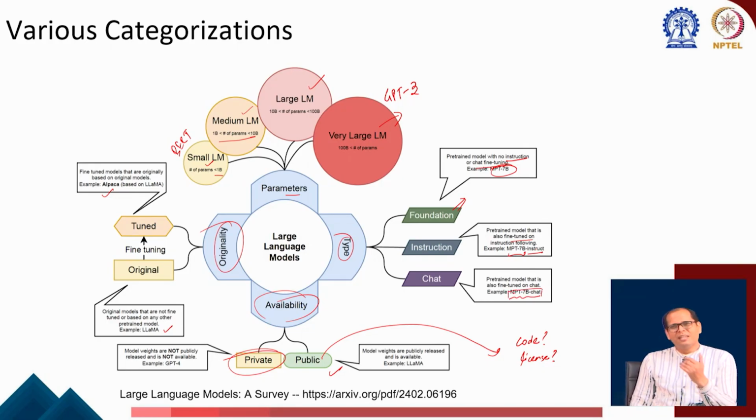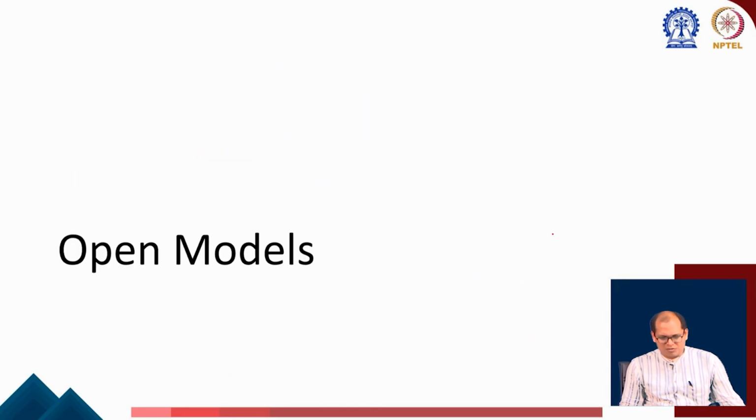So, what is the difference? In an instruction fine tuned model, you can give an instruction for the task and it can perform the task. In chat models, you can do multi-turn conversations. So, you can give instructions and you can even continue your conversation. So, these are the chat models. So, these are the various categorizations that we can talk about in large language models.